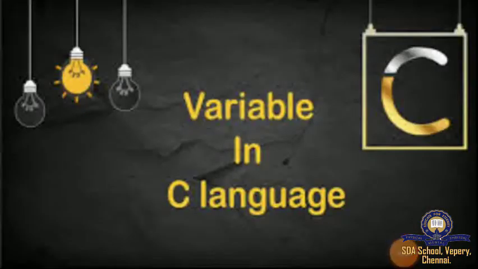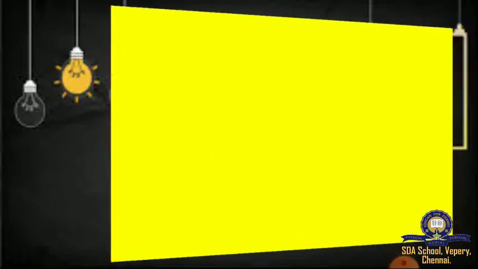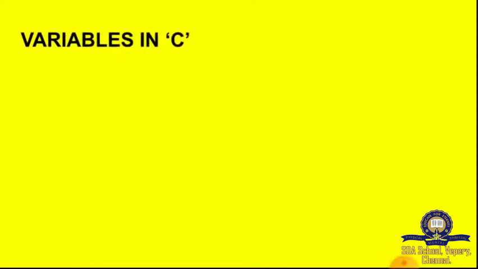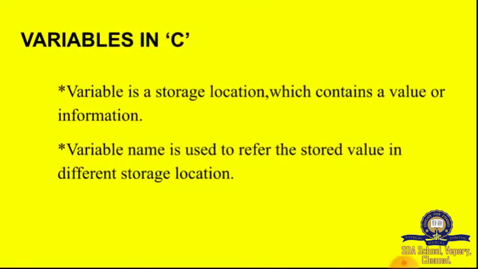Next topic we are going to learn is variable in C language. Variable is a storage location which contains a value or information. Variable name is used to refer the stored value in different storage location.